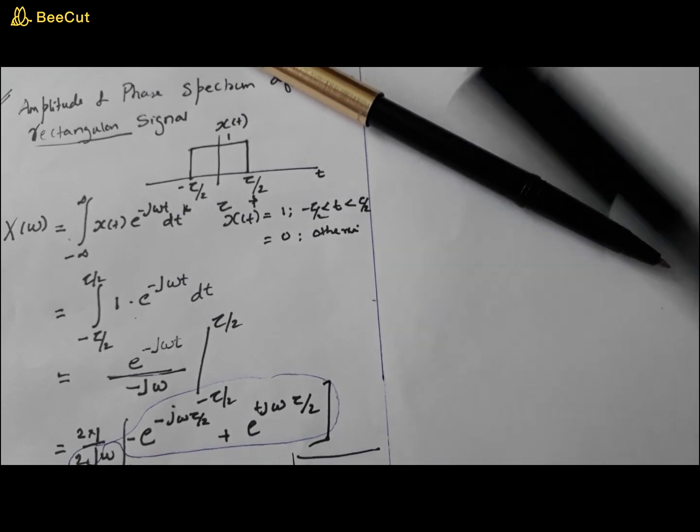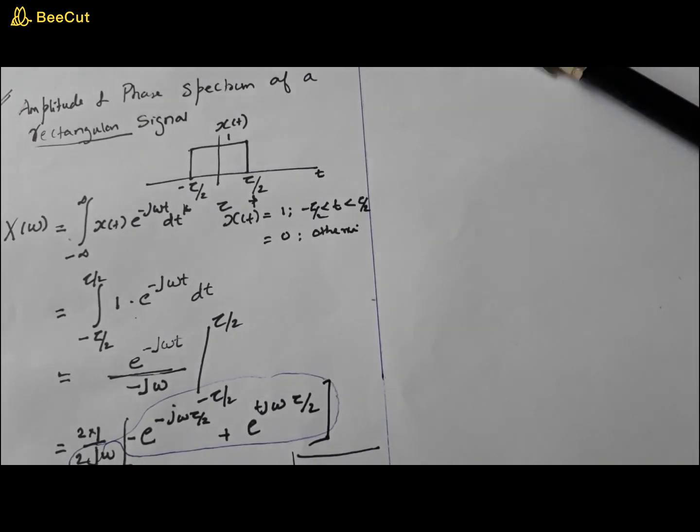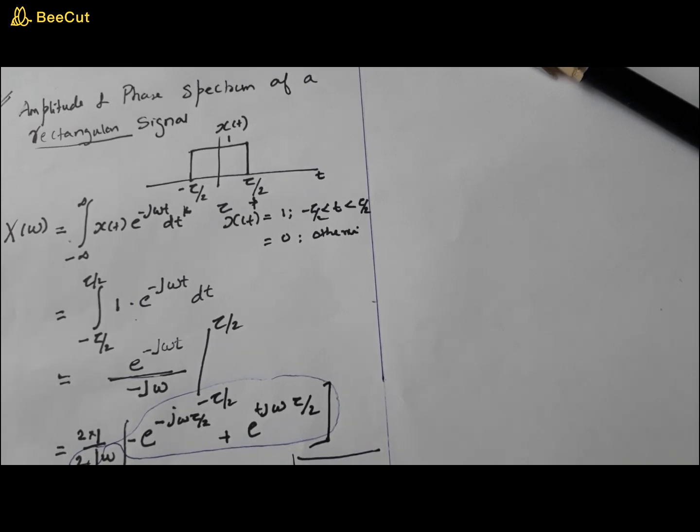So combining these together, you can bring this 2 down, so the denominator becomes omega tau by 2, just as in sine theta by theta. If you have sine theta by theta, that function is called, as we have already learned in our basic course, the sinc of theta. So you can represent this as tau, that is the pulse width, into sinc of omega tau by 2, right?